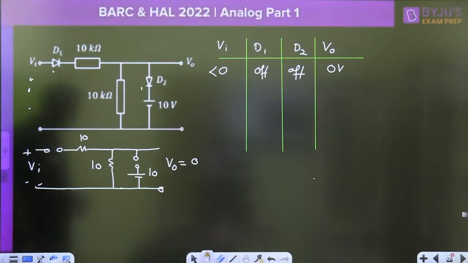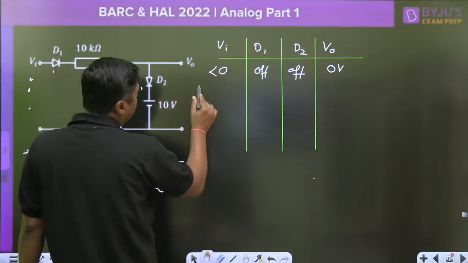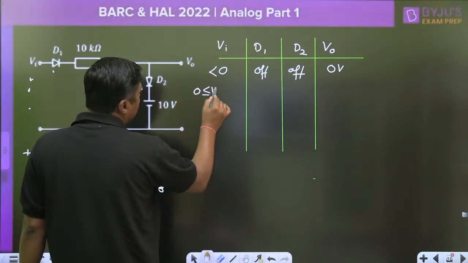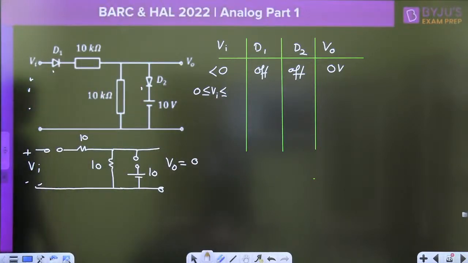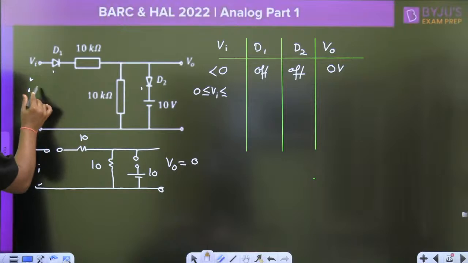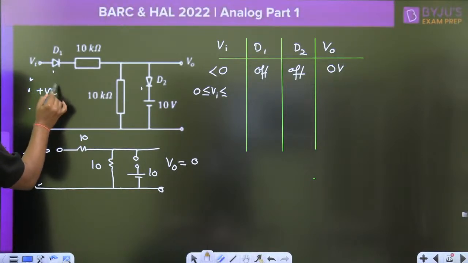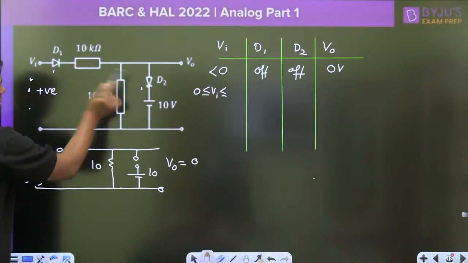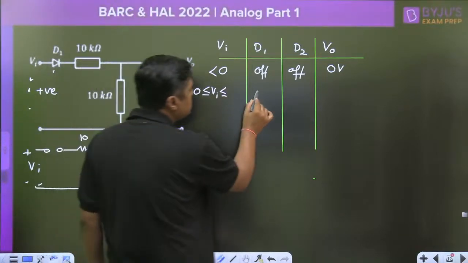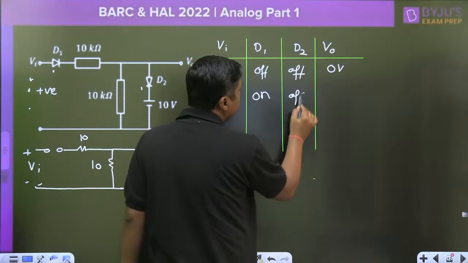Now, further, when we are increasing the value Vi greater than 0 volt. Suppose if it is greater than 0 volt, then what will happen? This diode, when we are making it positive, this diode D1 is on. What about the D2? Because of the 10 volt, this D2 is off. This is on, this is off.